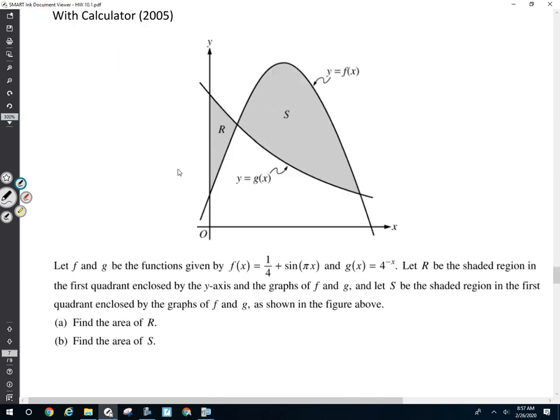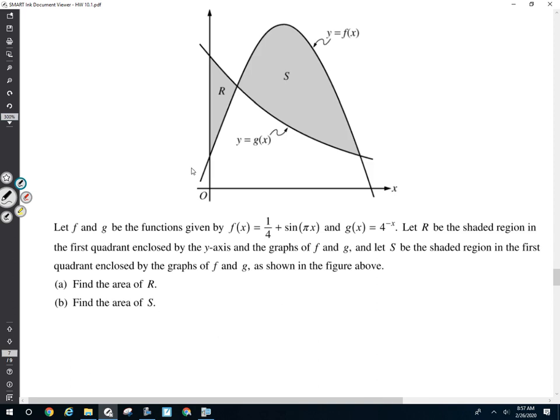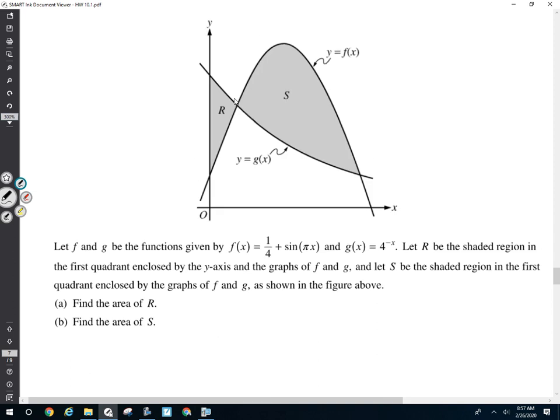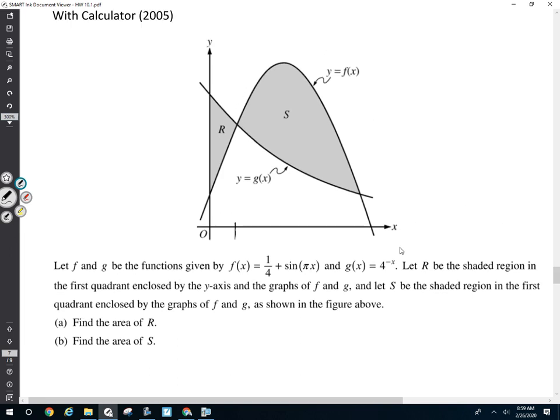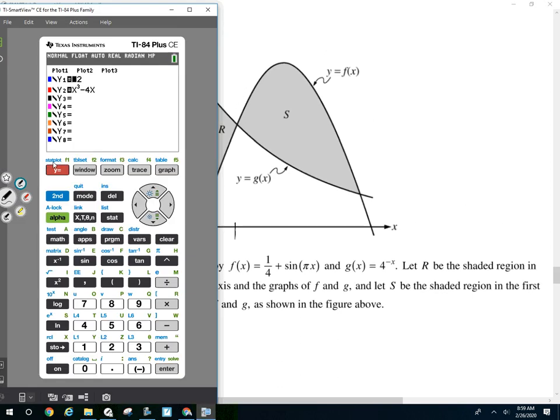Find the area of R, find the area of S. Do you have a calculator? Fantastic. Here's the problem. I don't have the intersection. I can use my absolute value. That's great. Don't have the intersection, so I'm going to have to do a little bit of work here. Let me pause first. All right. So in my calculator, we'll graph the two equations, 1/4 plus sine pi x. We'll graph 4 to the negative x.